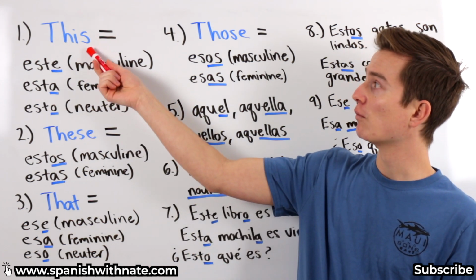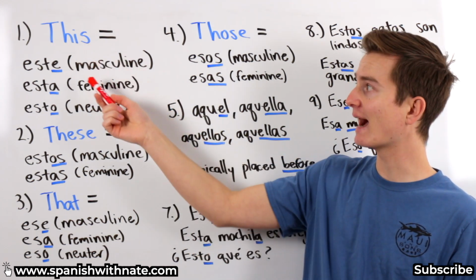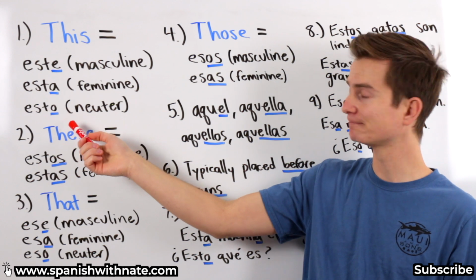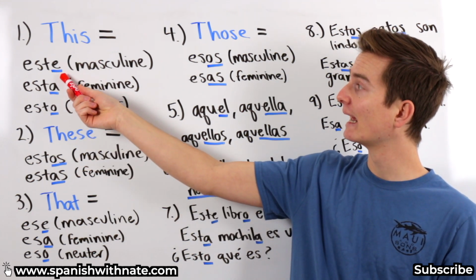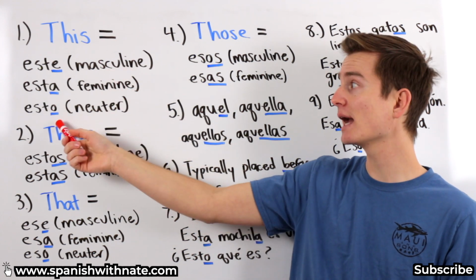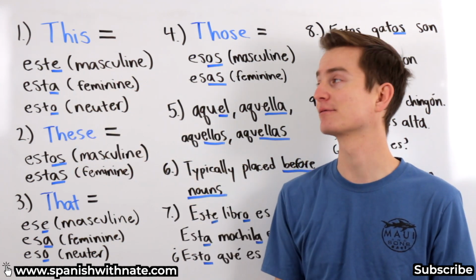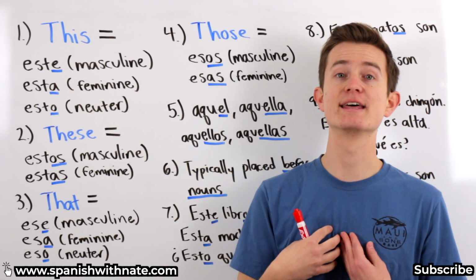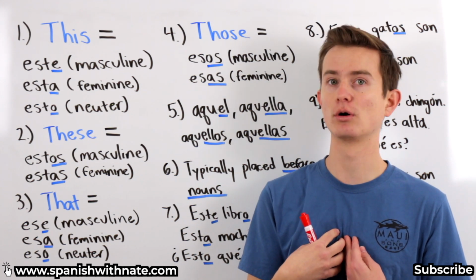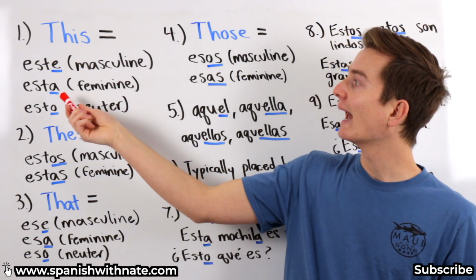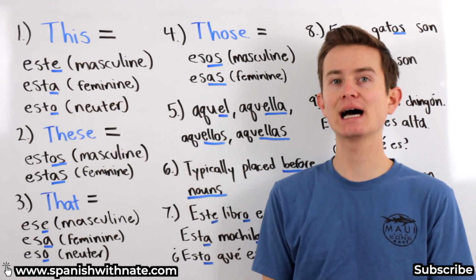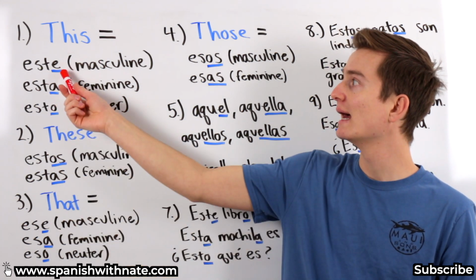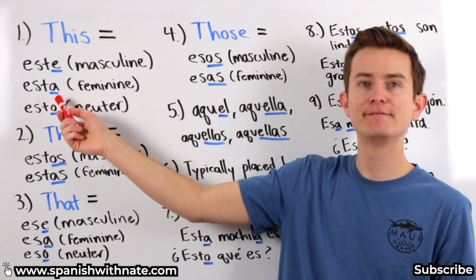So in Spanish, when we want to say "this," we have este, esta, esto. So este is masculine, okay? It's not esto. This can be confusing for us at first. Este hombre, this man, not esto hombre. That would be incorrect. Esta, feminine: esta mochila, this backpack.